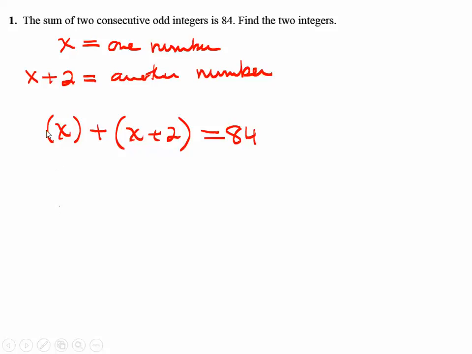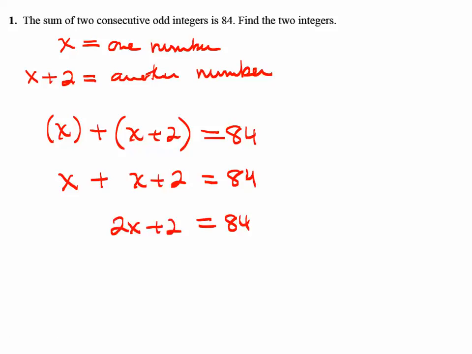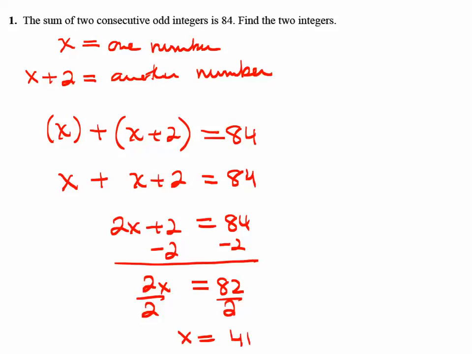Okay, and then notice there's nothing to distribute. There's no 2 or 3 or 5 to multiply in, so we could just drop the parentheses right away. And let's see, collecting like terms, x plus another x would make 2x. Subtracting 2 from both sides gives me 82, and divided by 2 it gives me a 41 at the end of it.